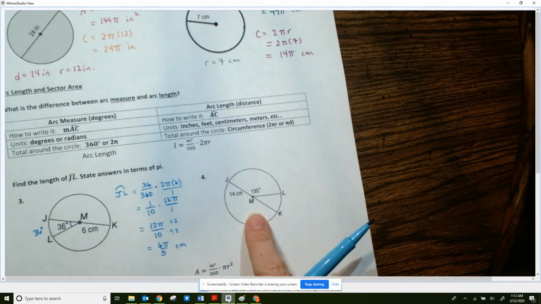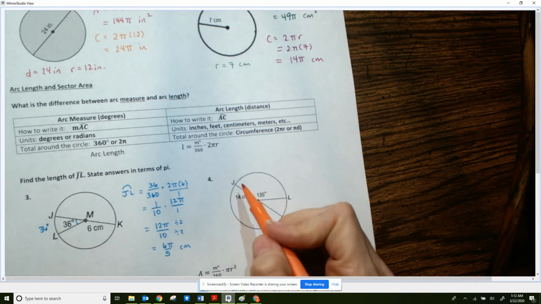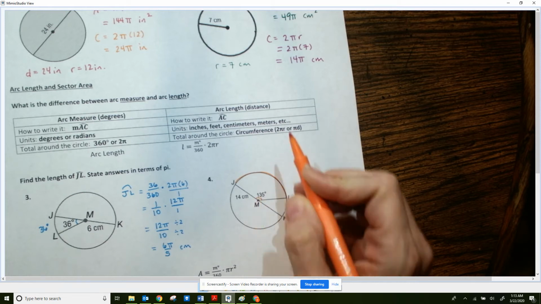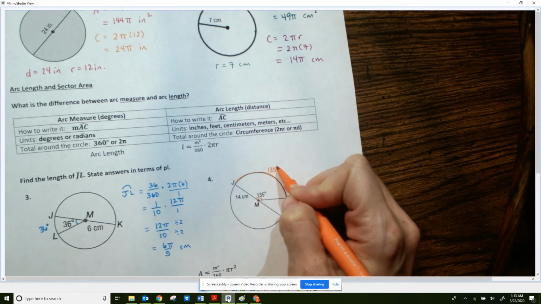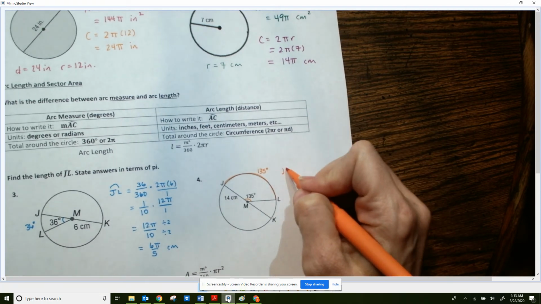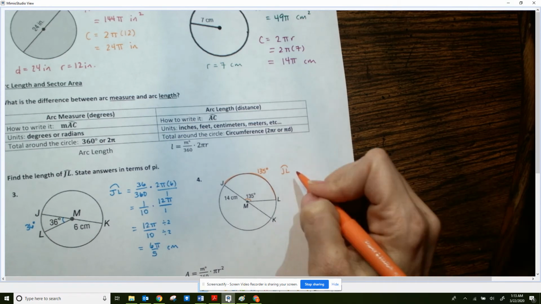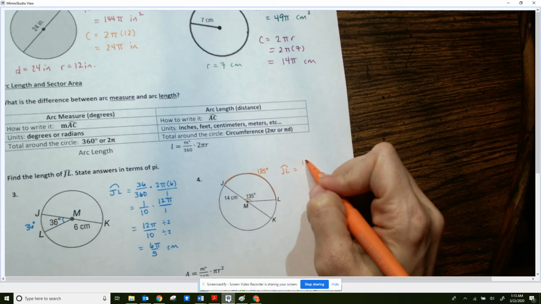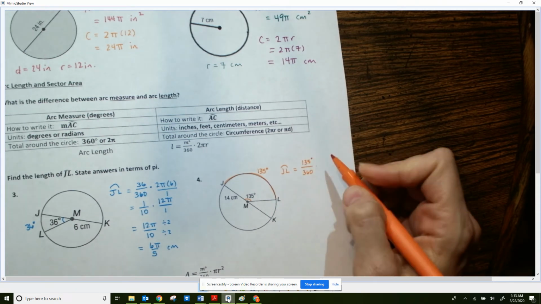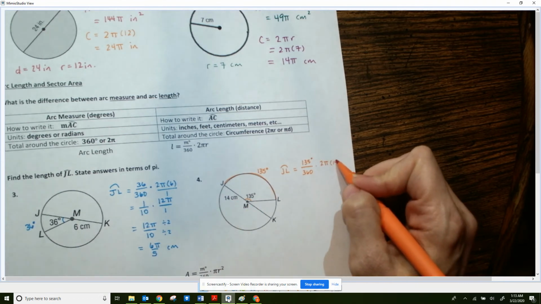Okay, let's look over here at number 4. Again, we're finding the arc length of JL, so it's this length. Again, if that central angle is 135, that makes the measure of the arc 135. So that's what we're going to use to find the arc length. So again, the length of JL is going to be the piece of the circle, the 135 over 360, times the circumference, 2 pi. R this time is 14, so we're going to put our 14 here, and then it's over 1.